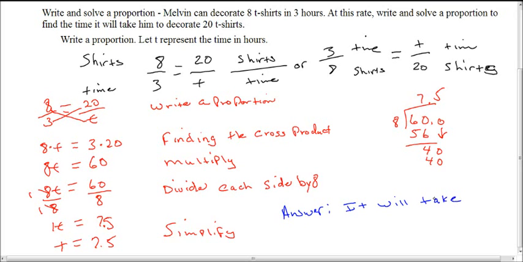So again, just look at the process. It will take Melvin 7.5 hours, or 7 hours and 30 minutes, 7.5 hours. That is what the question asked us. 7.5 hours to decorate 20 t-shirts. So that's what we're looking for.